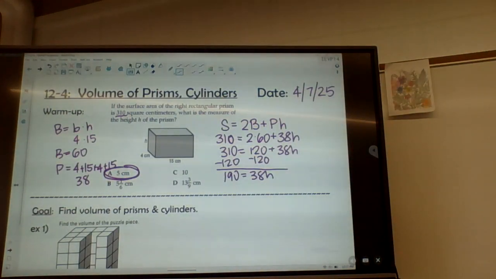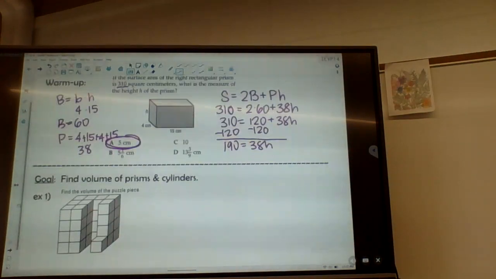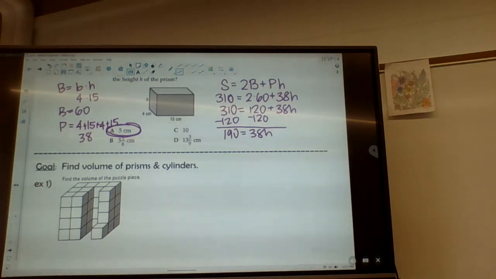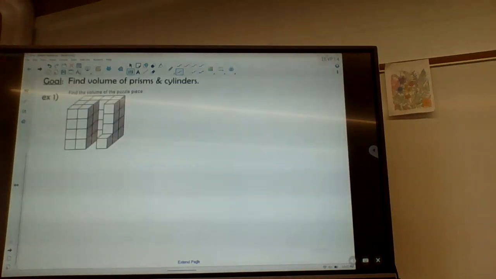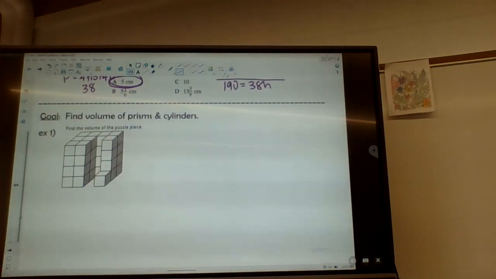So the first one they talk about here, this volume, is just talking about the volume of the puzzle piece. And the puzzle piece is this little piece here that we have. And they don't give us a formula. They want us to realize it's just the number of cubes. So we're basically counting the cubes in this case. Kind of like when we had to count faces or edges.